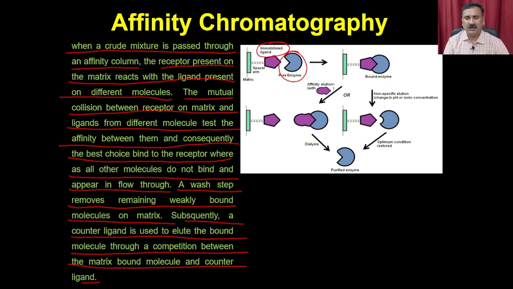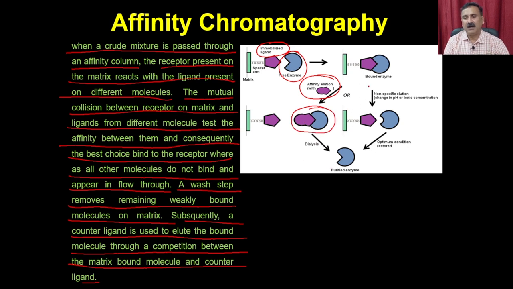Now at this stage, you can have multiple options. Either you use the competitor, right? You can put similar kinds of ligands, and that's how it is going to compete for the enzyme which is bound to the matrix versus the free ligand, and that's how the enzyme will go and bind to the free ligand, and that's how it is going to be removed.